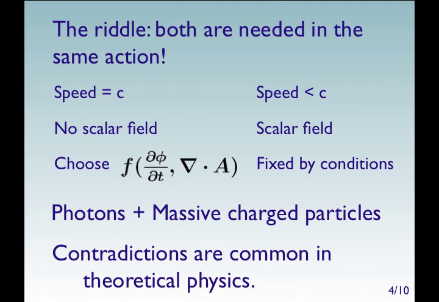And contradictions like this turn out to be common in theoretical physics. Perhaps the most famous is the wave-particle nature of particles themselves. And so this tells us that this sort of contradiction is actually what we should expect, and that we have to come up with a way to deal with it.